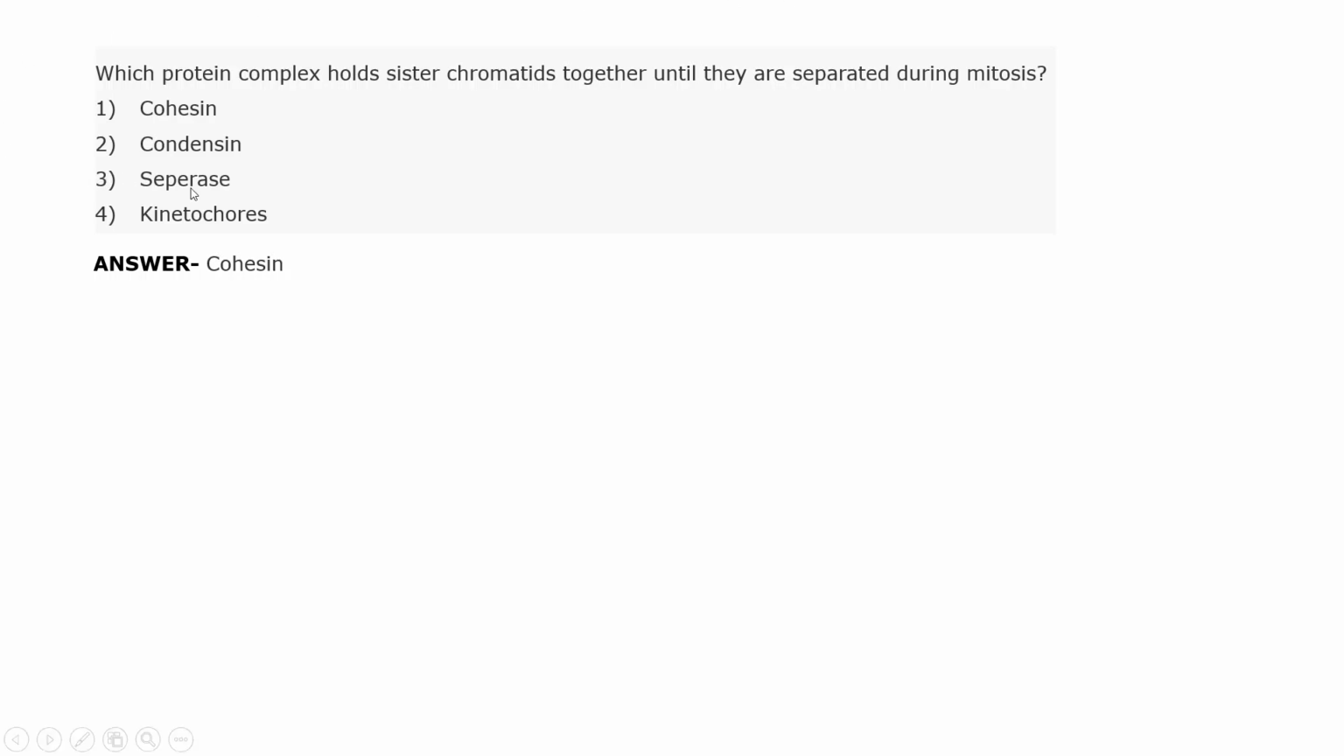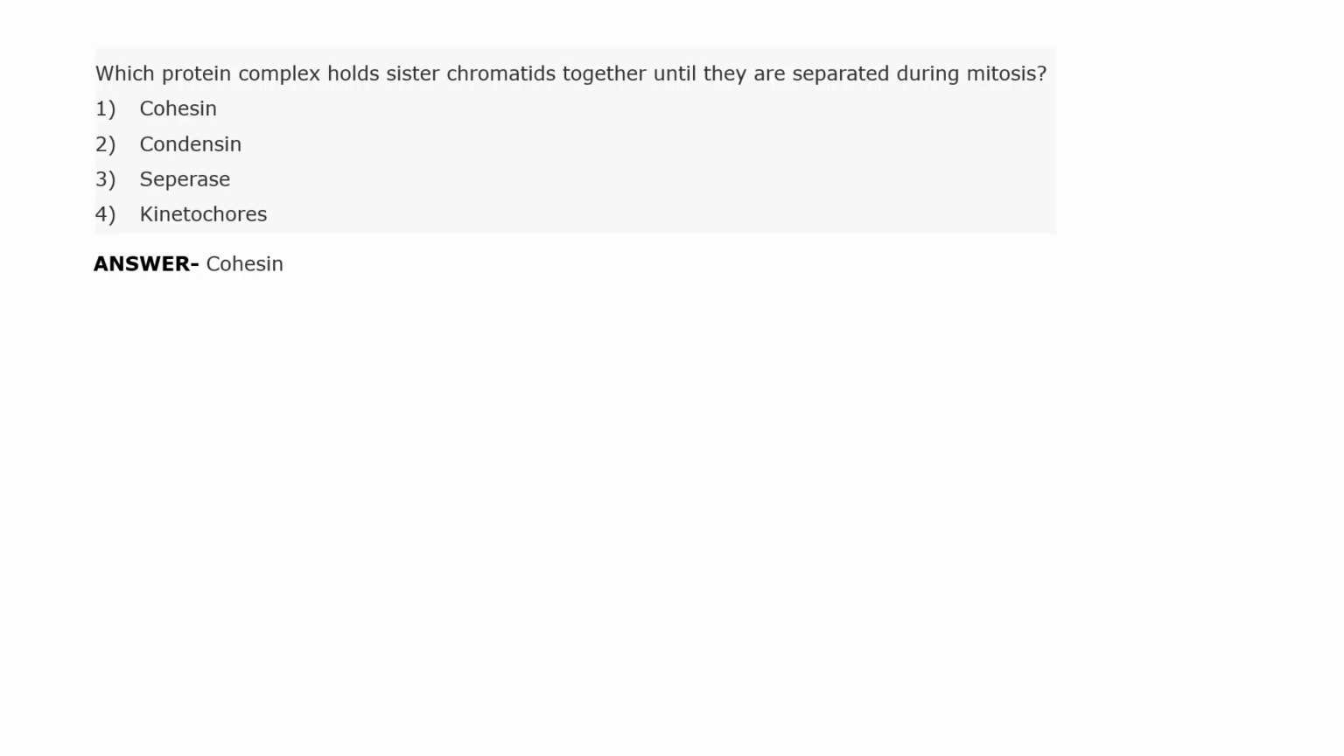Separase is an enzyme that actually clears out this cohesin. Separase is bound to securin, and securin is an inhibitor of separase. Before the anaphase promoting complex is active, separase is inactive because it is bound by securin. When the APC is active, securin is cleared out and separase becomes free, and this separase acts on the cohesin bound to the sister chromatids, cleaving it out.